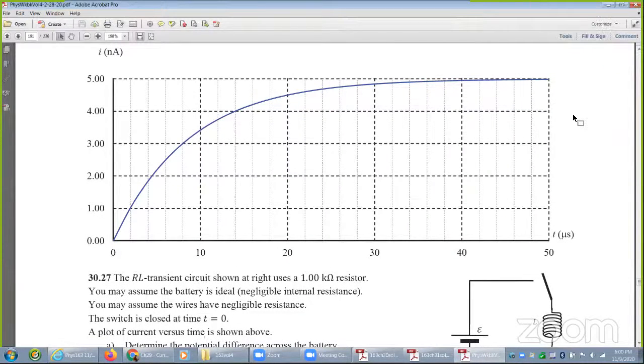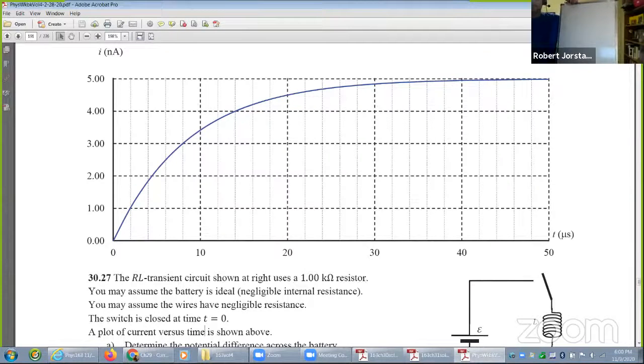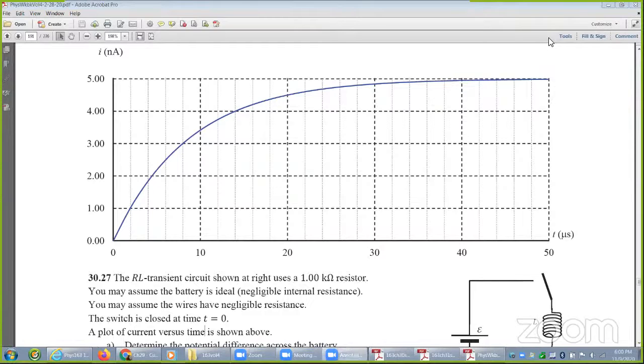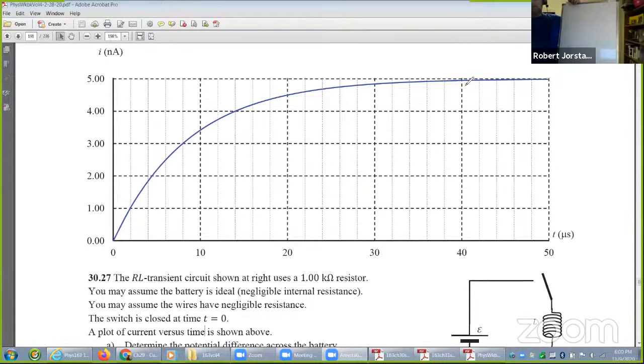Probably find tau. How would you get tau? Is it the same where you find like 5 tau is about 100% and then divvy it up? You could do that, but it's very difficult to tell when you exactly get to 100% here. So that's a correct strategy, but it's difficult to use. That would get you approximately right. What else could you do?